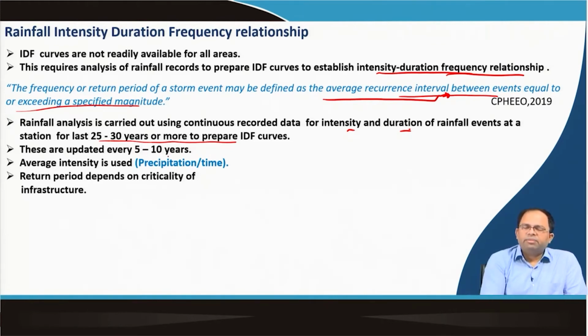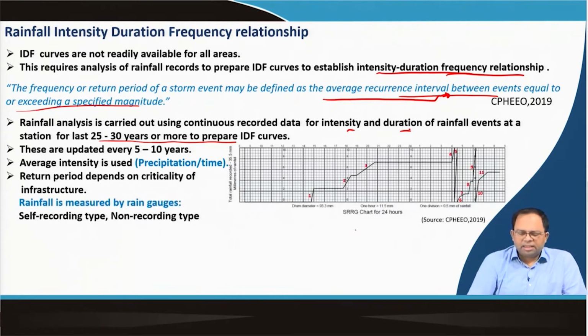These curves are updated every 5 to 10 years, and average intensity is used, that is precipitation per time for that time duration. Return period depends on the criticality of the infrastructure. This we have discussed earlier. The more critical an infrastructure, like an airport, we will consider a 100-year return period. That means the storm recurrence interval has to be 100 years, that it can only return after another 100 years, right. Accordingly we will choose the return period.